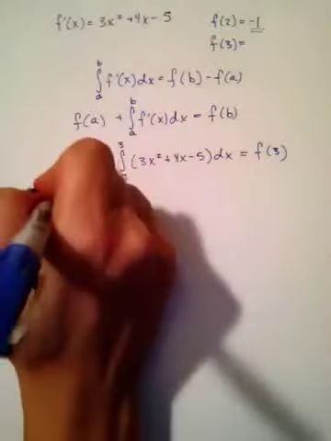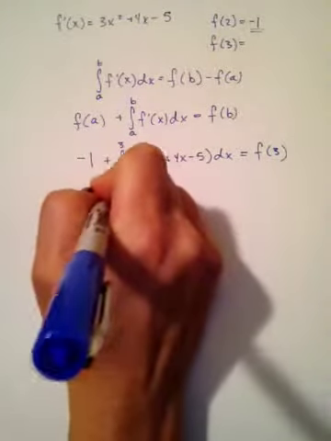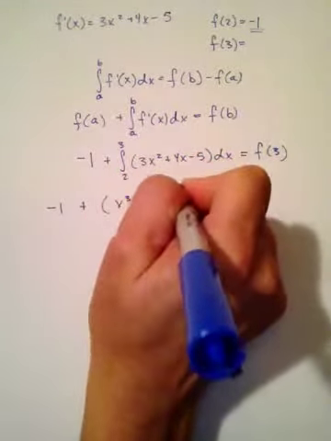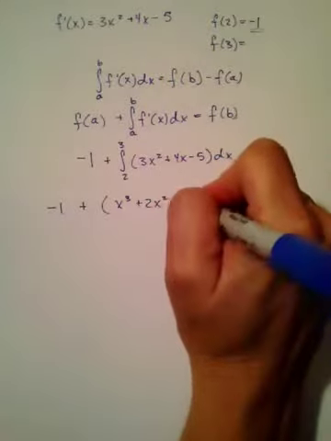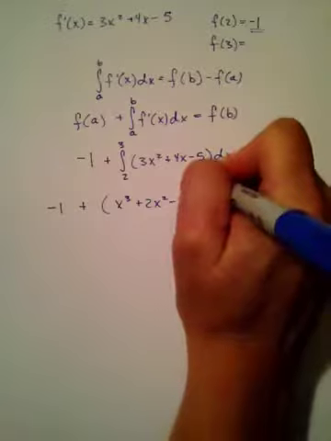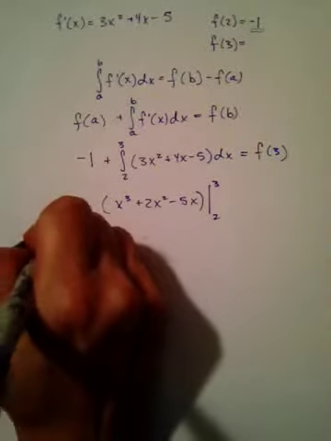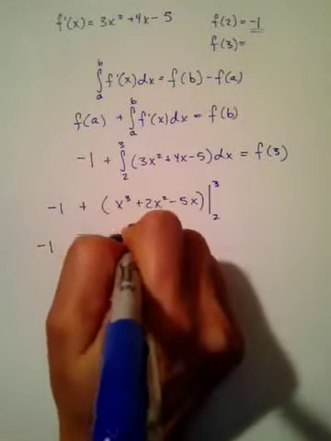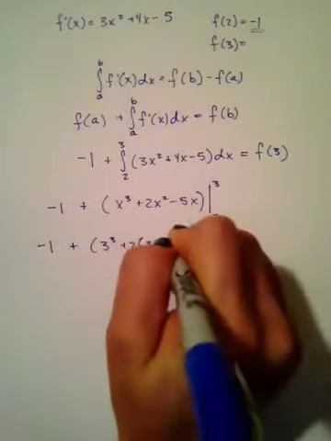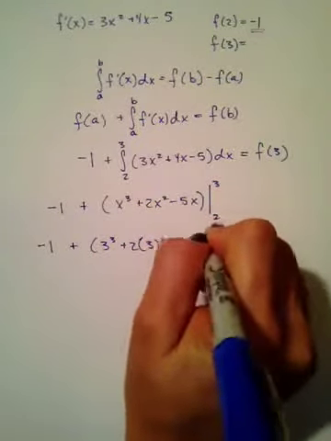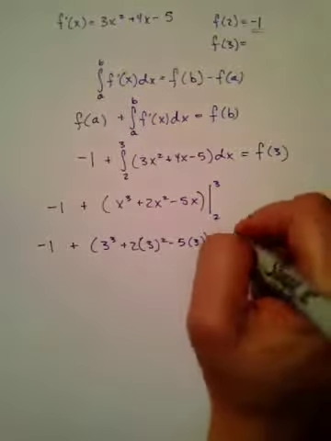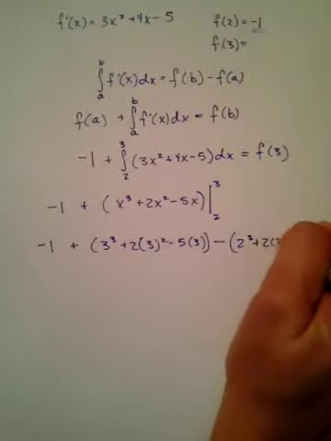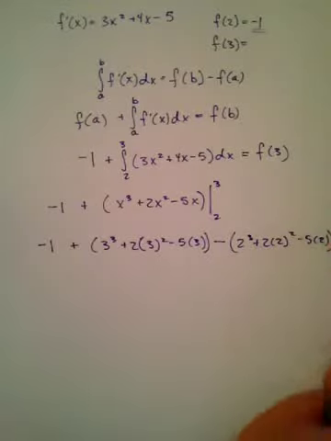So to do this, I have a negative 1, and then I'm going to do the antiderivative, so x cubed plus 2x squared minus 5x. No plus c this time because I'm doing the definite integral, but I'm evaluating it from 2 to 3. So this will equal negative 1 plus, and then I'm going to take my 3, evaluate it there, 3 cubed plus 2 times 3 squared minus 5 times 3. And I'm going to subtract what I get when I evaluated it at 2. So 2 cubed plus 2 times 2 squared minus 5 times 2. And hopefully I get 23.